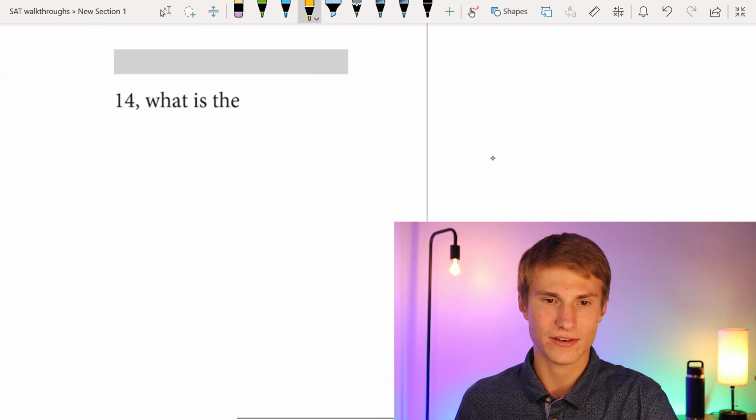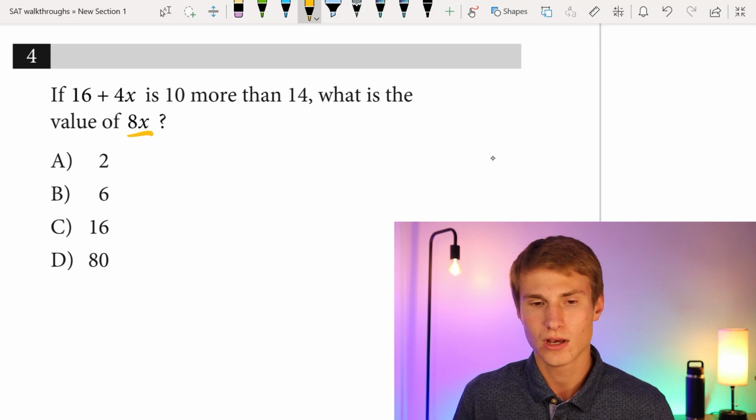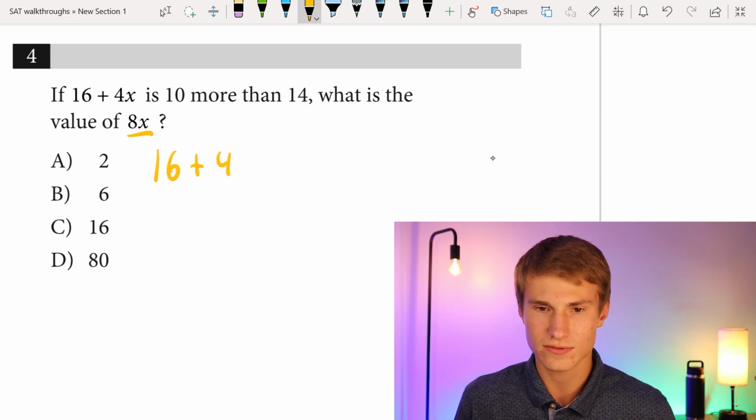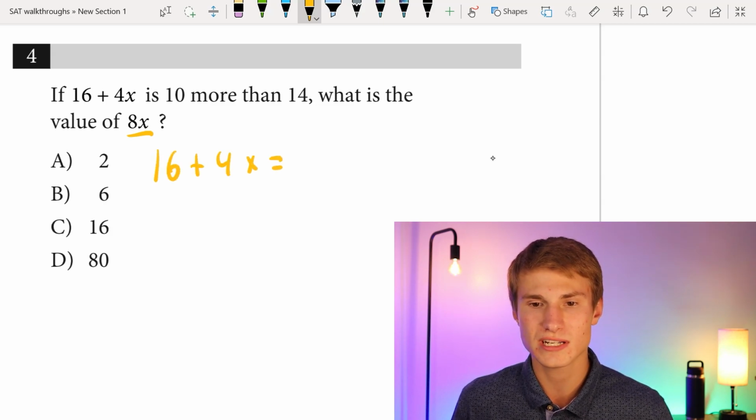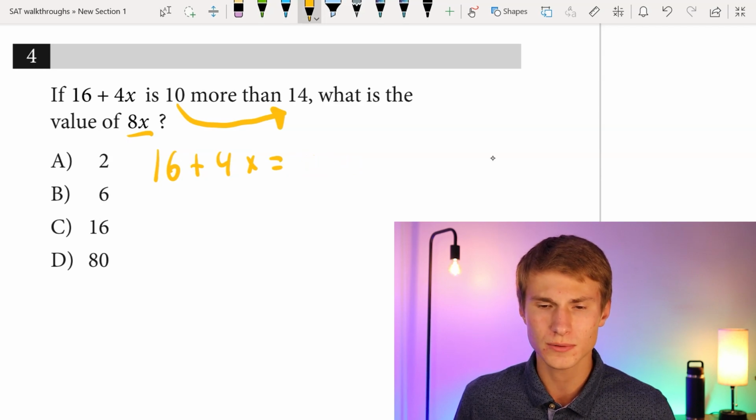Moving on to number 4 now. We have if 16 plus 4x is 10 more than 14, what is the value of 8x? So we can go ahead and write this out. So we're going to have 16 plus 4x, and we know that that's equal to 10 more than 14. So that'd be 14 plus 10, which we know is equal to 24.